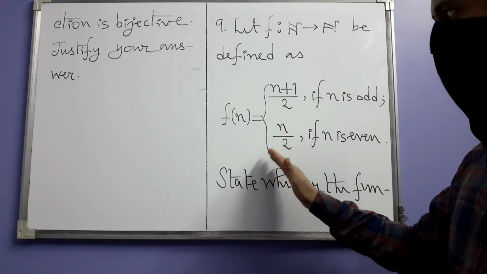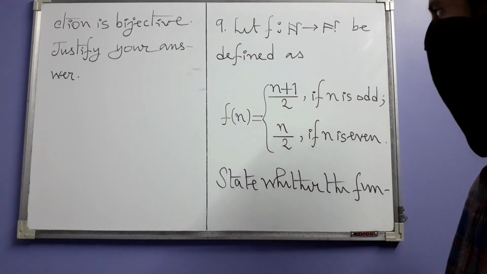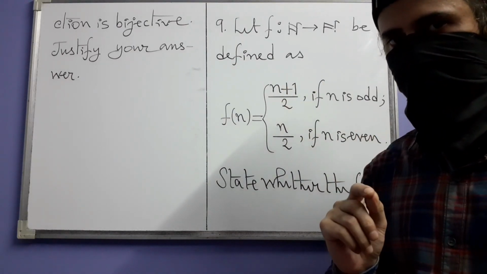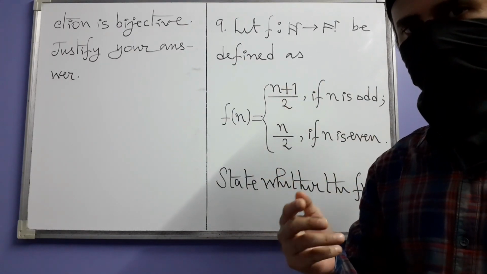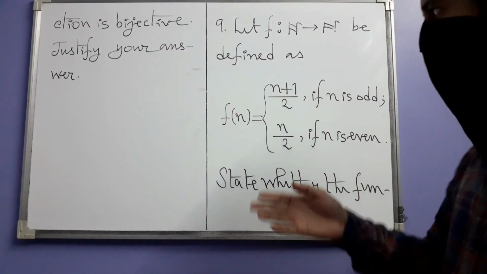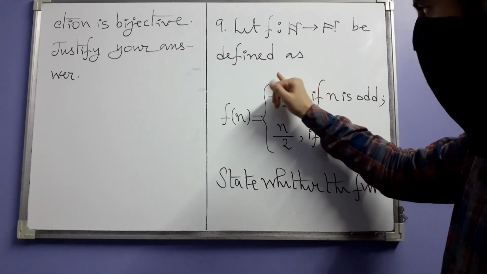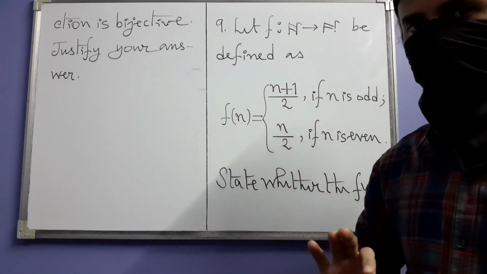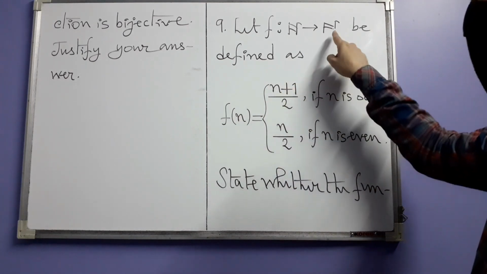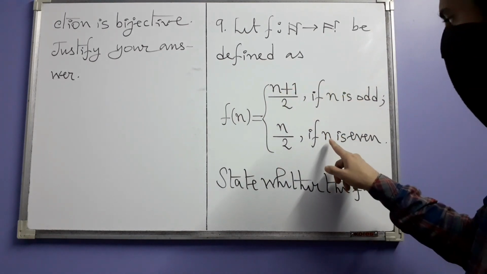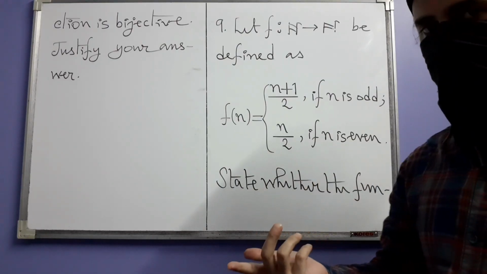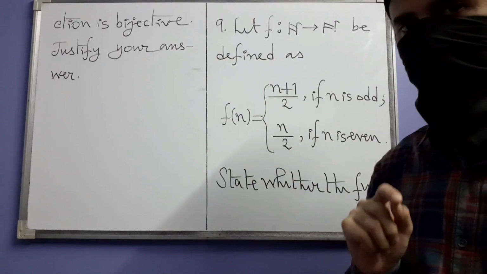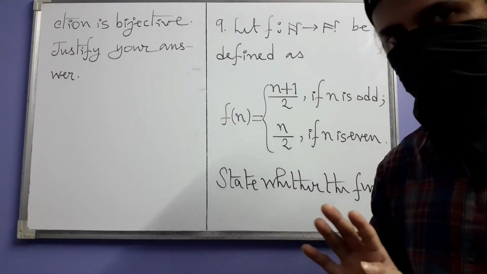Let us take a moment to see that this makes sense. If your n is odd, n plus 1 is even, and because n is a positive integer, n plus 1 is also a positive integer. So when you divide a positive even integer by 2, you get again a positive integer. So this output really belongs to N. But if your input n itself is an even positive integer, again dividing that by 2, you again get a positive integer. So yes, this function makes sense.